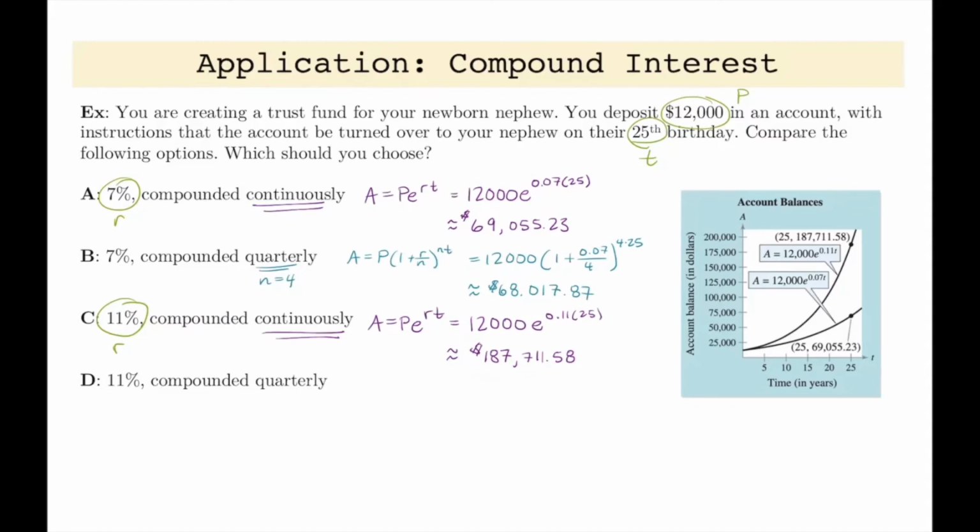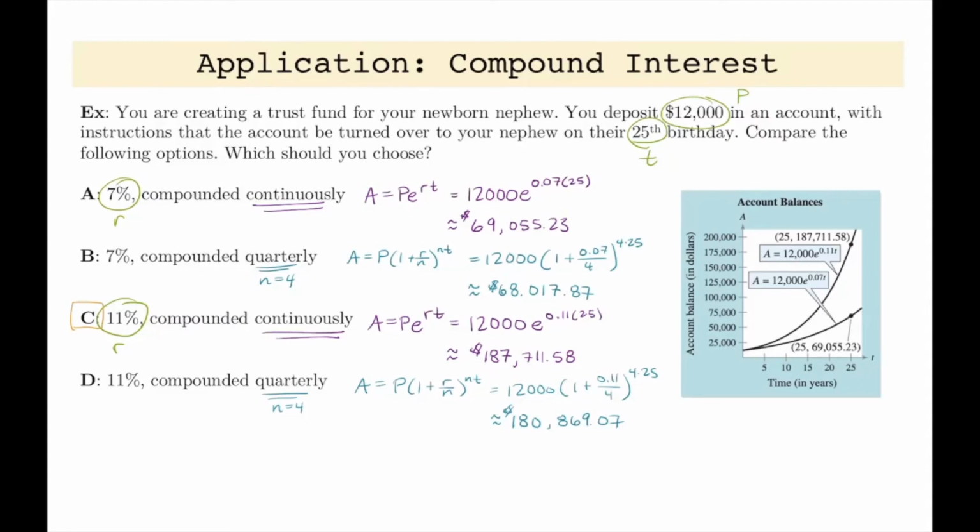Okay, so let's see option D. We've got our last one here, compounded quarterly, which again is n equals 4. And so we'll substitute in here using this formula. Now our r here is going to be different, although our n will still be 4. So we'll have 1 plus 0.11 over 4 to the n, which is 4 again, times 25. In this case, we get about $180,869.07. Okay, so with this example, I just wanted to illustrate that, obviously, you choose option C. This is the best choice here.